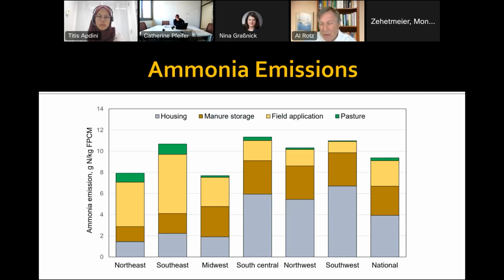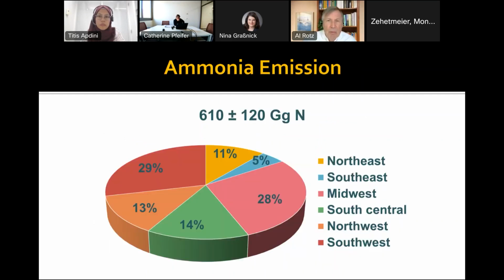So in our western part of the country, which is shown more on the right, we're mostly looking at open lot dairies and of course warmer temperatures and things, which leads to greater emissions. The total ammonia emission we came up with was 610 gigagrams of nitrogen. And again, you can see it's distributed across the regions, somewhat similar to what greenhouse gas emissions was distributed. And it's related to the amount of milk produced.